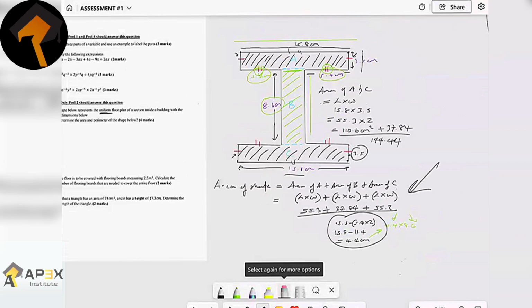So it's not going to really make much of a difference, in my opinion. All right, so here we go. So that's it. In terms of the perimeter now, guys, remember that perimeter means the distance around.